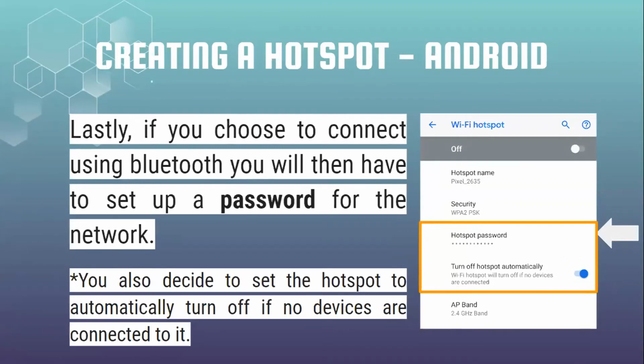Lastly, if you choose to connect using Bluetooth, you will then have to set up a password for the network, similarly to iOS devices. You can also decide to set the hotspot to automatically turn off if no devices are connected to it. Both of these options are seen on the right in the orange box. The first row that says hotspot password is where you can change or set your hotspot password. And the second row is where you can choose to turn off or on if no devices are connected to it.